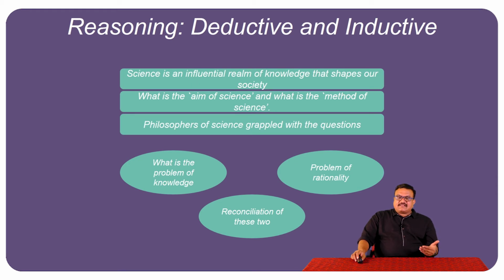In reasoning, as we said, there are two types of reasoning, deductive and inductive reasoning. Science is an influential realm of knowledge that shapes our society. Now, what is the aim of science? The method of science.